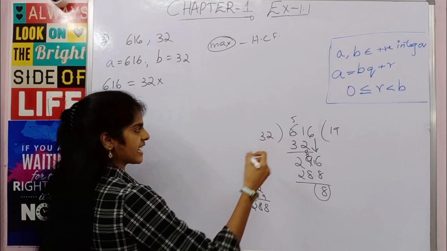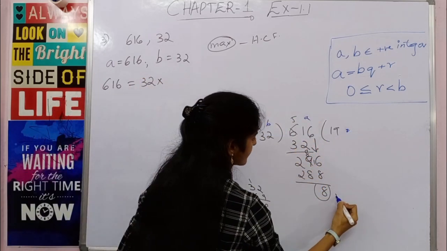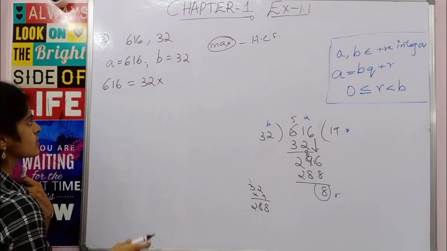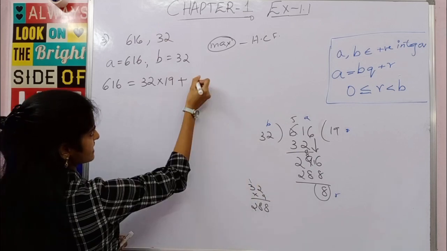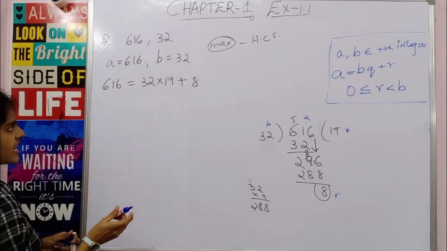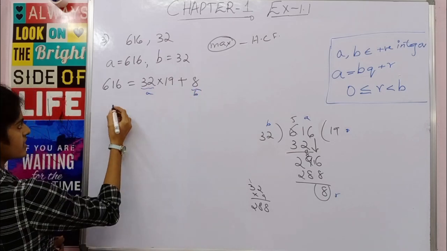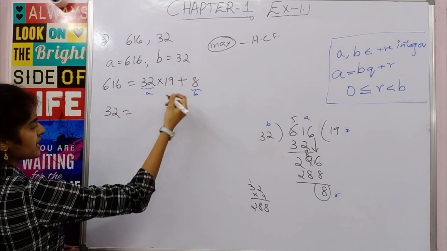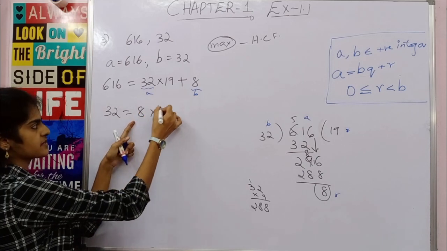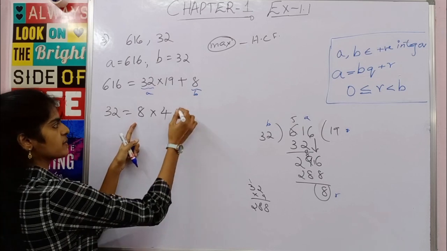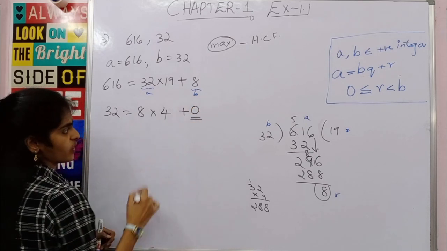So this is A, 616 was A, this is B, this is Q, and this is R. Let us substitute here. Q is 19 plus remainder 8. As I told you, this will be the next A and this is B. So 32 is equal to BQ plus R. B is 8 into, you know that 8 multiplied 4 times gives you 32, right? So the remainder is 0. When the remainder is 0, what is the HCF?